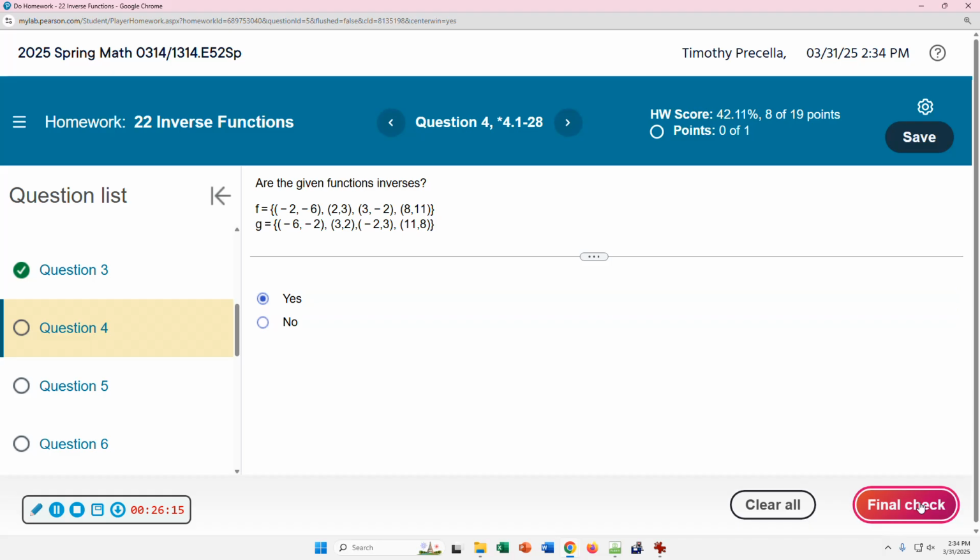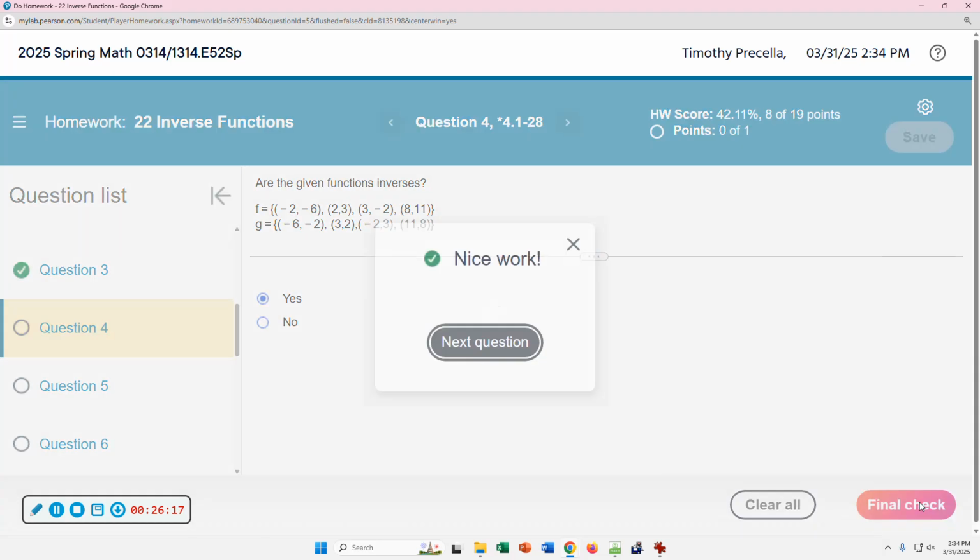You'll notice it's a final check, because there's only 2 possibilities. If you get it wrong on the first one, you're going to have to get a whole other problem. With only 2 possible answers, they're not going to give you a second shot to correct your mistake. Next.